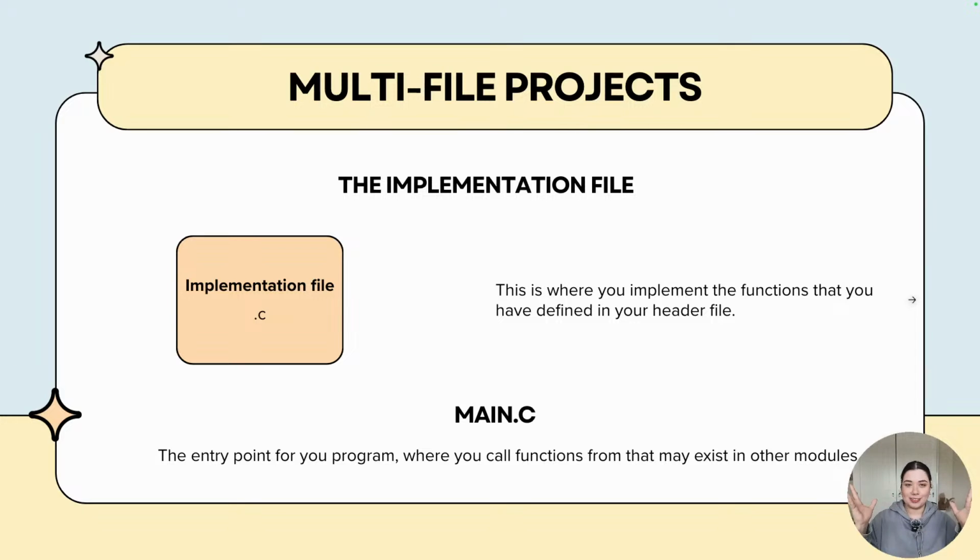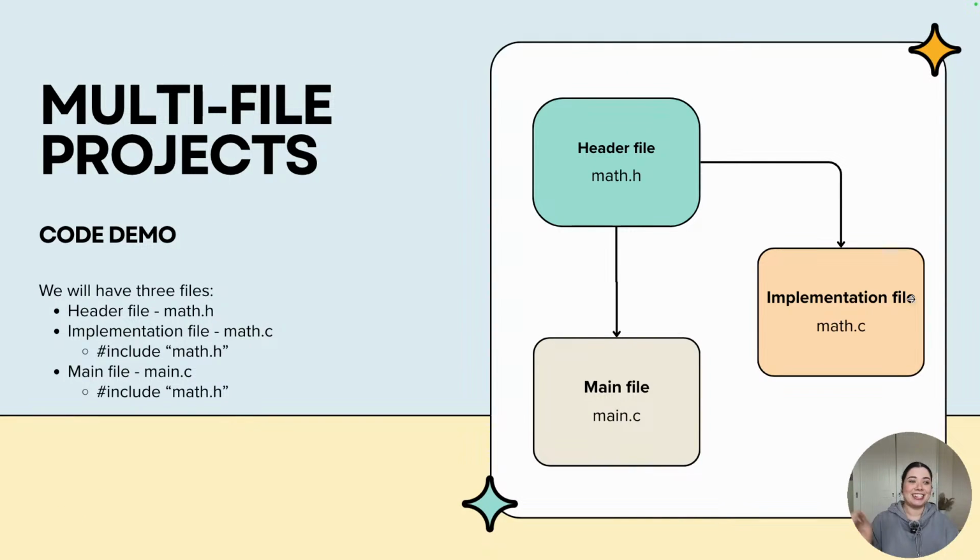So this is all very abstract. It's a programming course, so let's write some code. That's what we're here to do, right? We're going to have three files: math.c, math.h, and main.c. In math.h, we're going to define our prototypes. In math.c, we're going to actually implement those functions. And then in main.c, we're going to call the functions from that module.